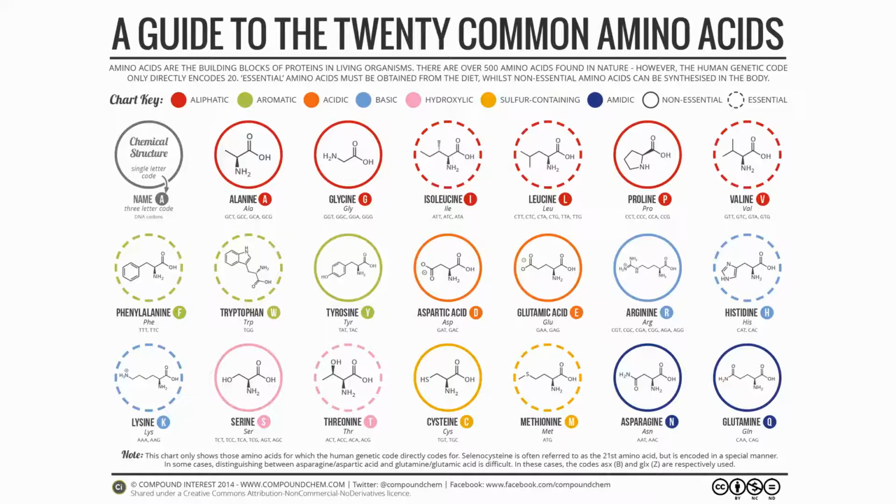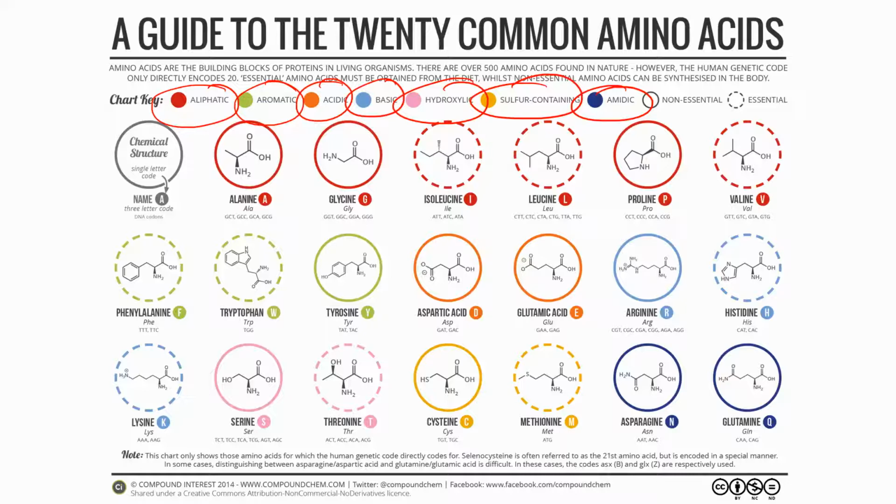Like I said, you don't have to memorize them, you don't have to know their structure, but what I do want to point out is that we can divide them into these groups. So this chart is basically showing that you can have some that are aliphatic, aromatic, acidic, basic, hydroxylic, containing sulfur, amidic, and then you have your essential and your non-essential amino acids. All of those terms that I just said basically are referring to the reactivity or the interactions that these amino acids have with other molecules.